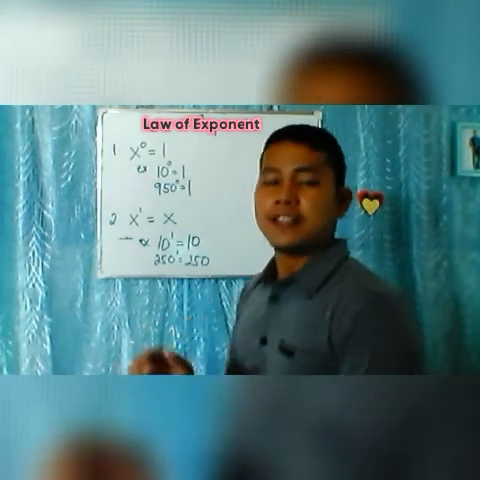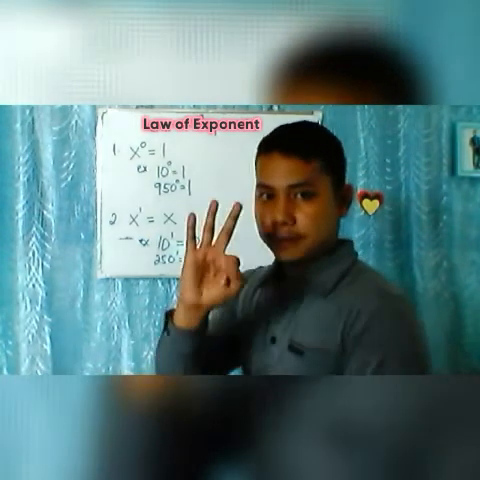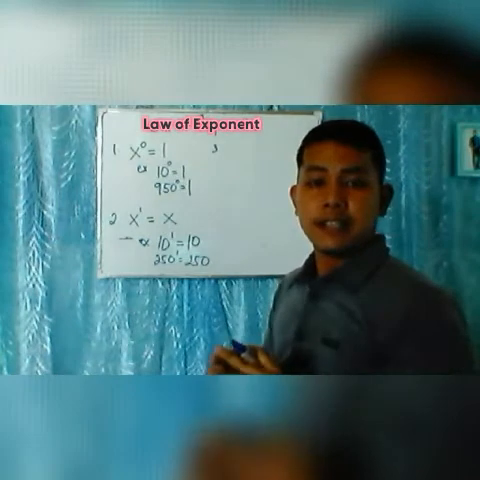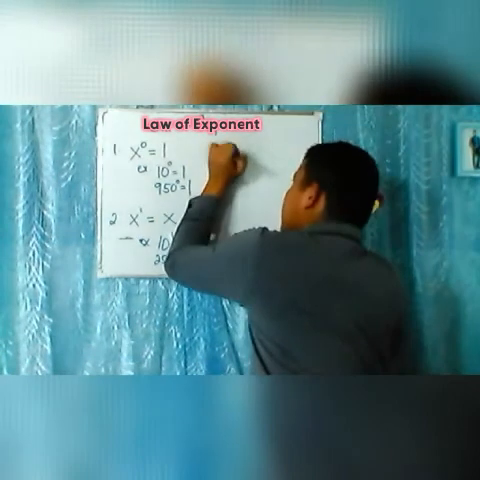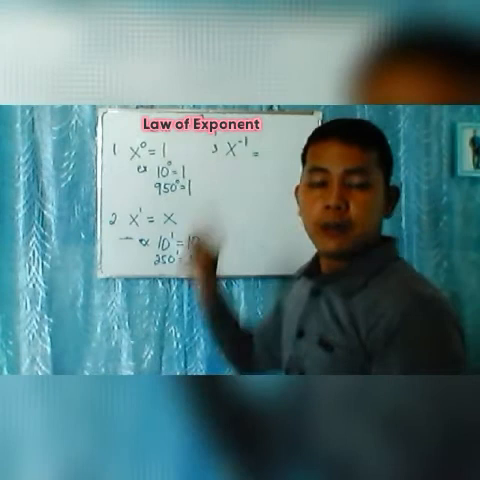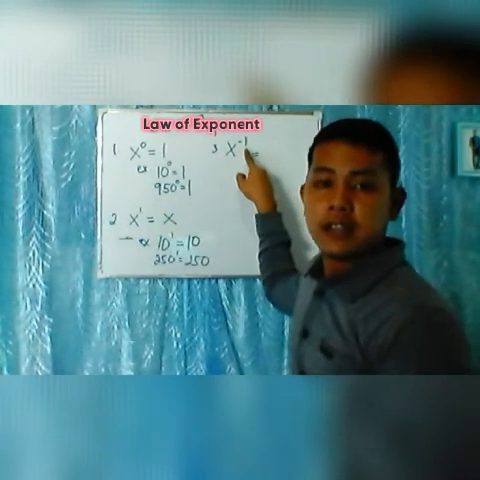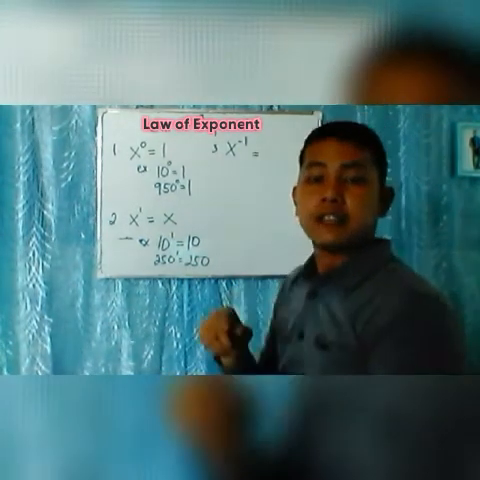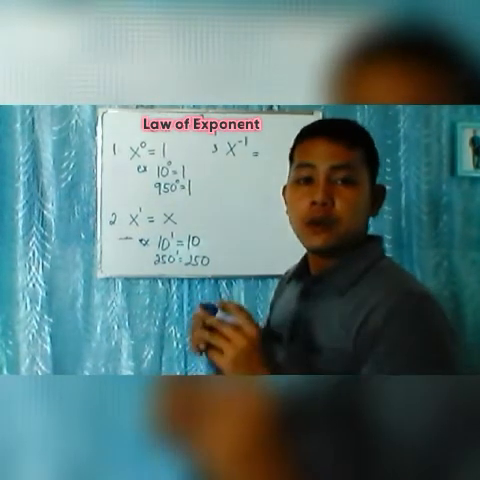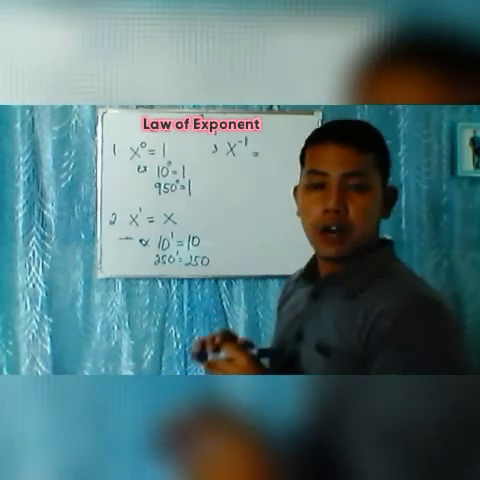Okay, next law of exponent, number 3. So number 3 is x to the power of negative 1. So in this case, if you can see here, there is a negative sign. The exponent is in negative sign. Just simply reciprocate the expression, or you need to reciprocal. The expression should be in the reciprocal form.